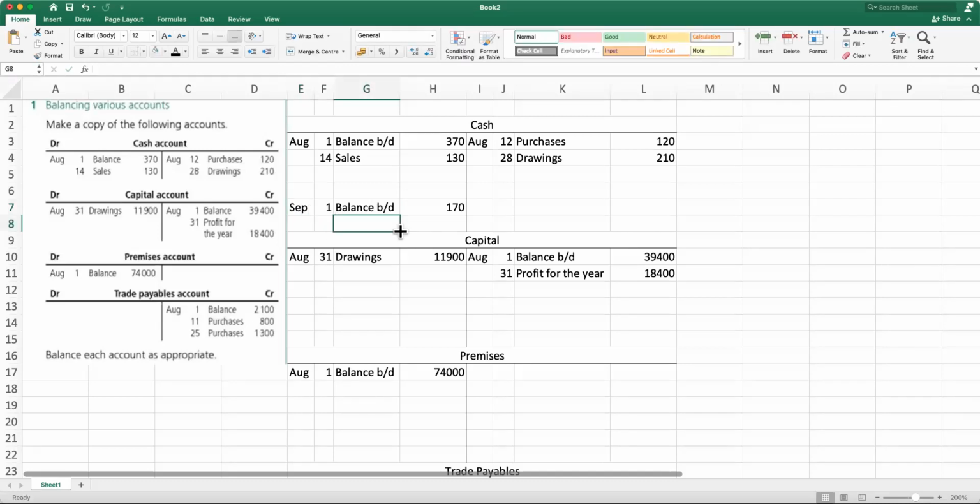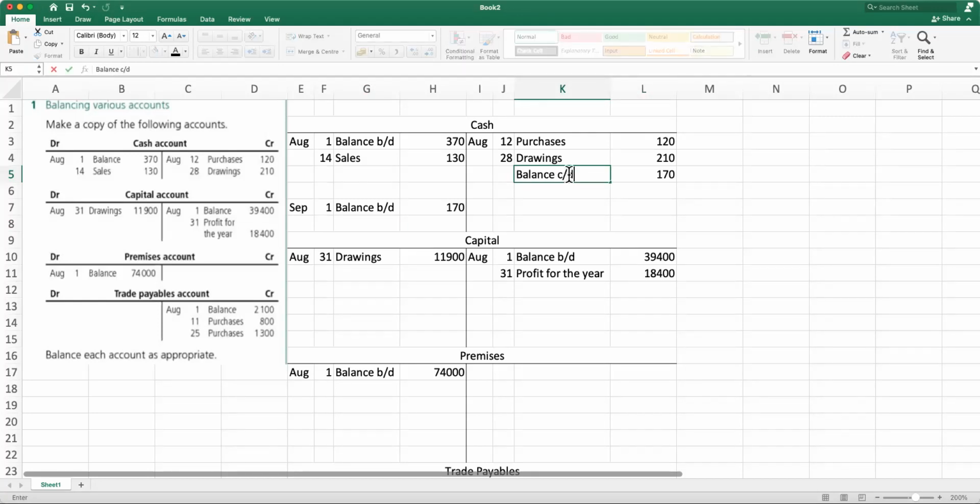This one is next month's balance, which is September 1st. Technically speaking, I cannot just create a debit entry out of the blue. I must have a credit entry. So in order for me to have this debit side, I must have a credit side as well. That is why I must have 170 here as a balance carried down.